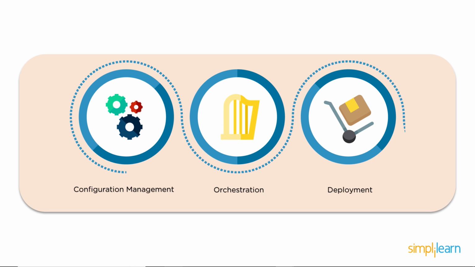So Ansible automates configuration management, that is configuring your systems. It automates orchestration, which means it brings together a number of applications and decides an order in which these are executed, and it also automates deployment of the applications. Now that we know what Ansible does, let's move on to the installation of Ansible.